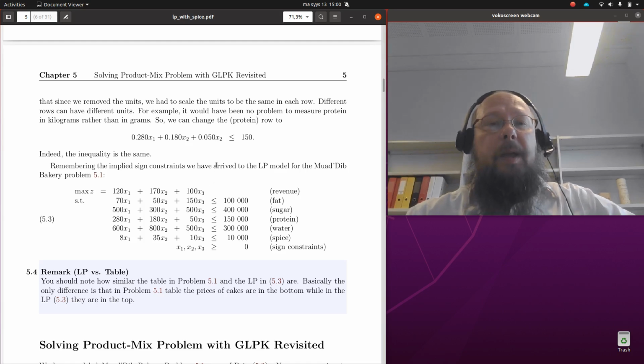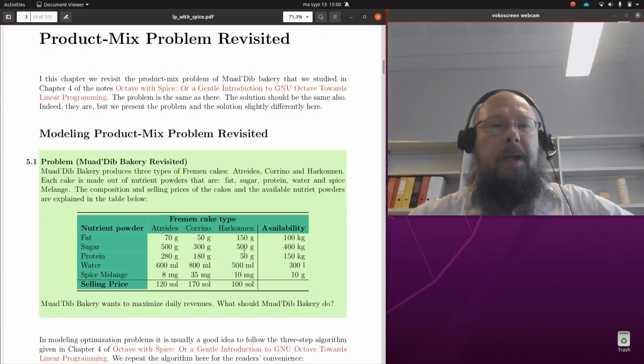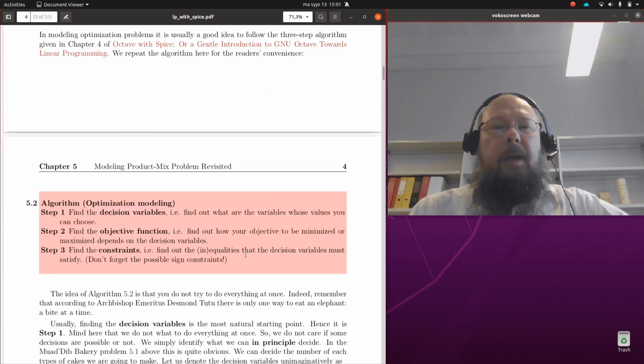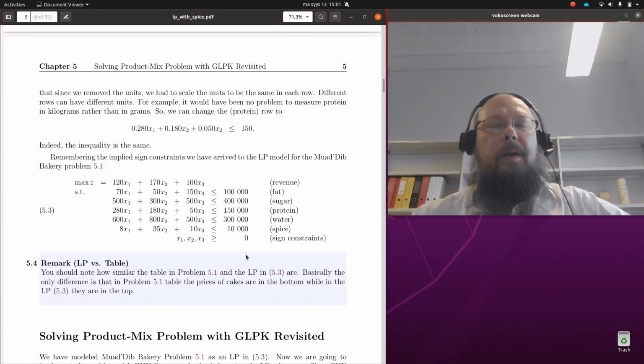So suppose, for example, that for the protein, let's go back here, we decided to use kilograms on the bottom side. In that case we would have 150 kilograms here, and here 0.28 kilograms, 0.18 kilograms, and 0.05 kilograms. So what happens if we do that? Well, in practice nothing happens. I mean, we can do it. So then this would be the constraint. This one here would replace the protein constraint, this one here.